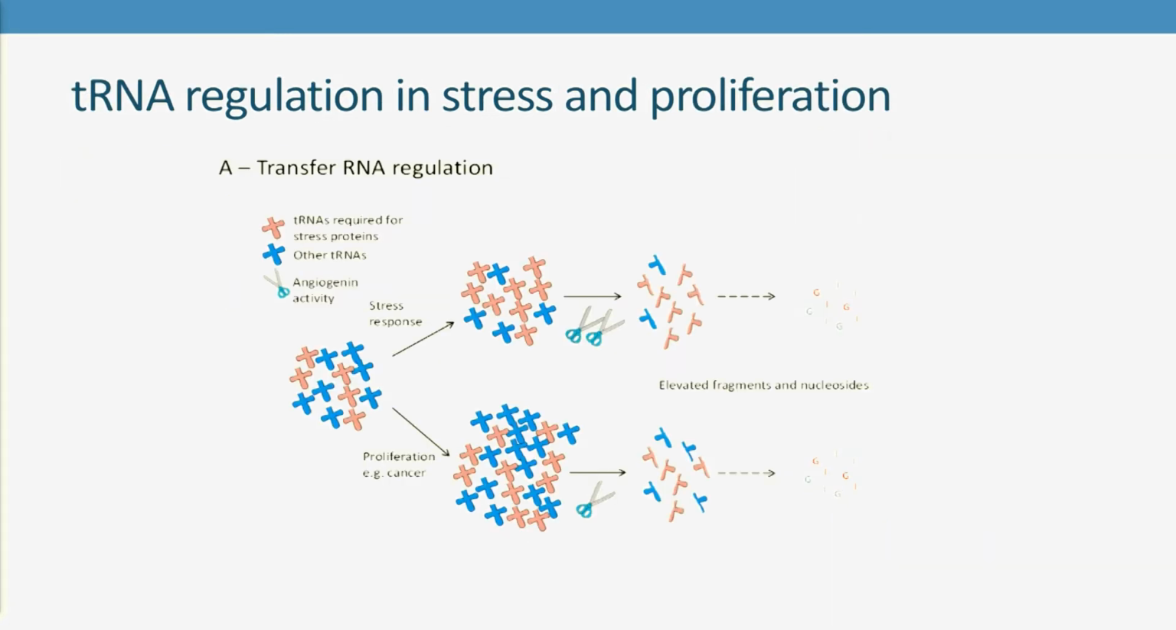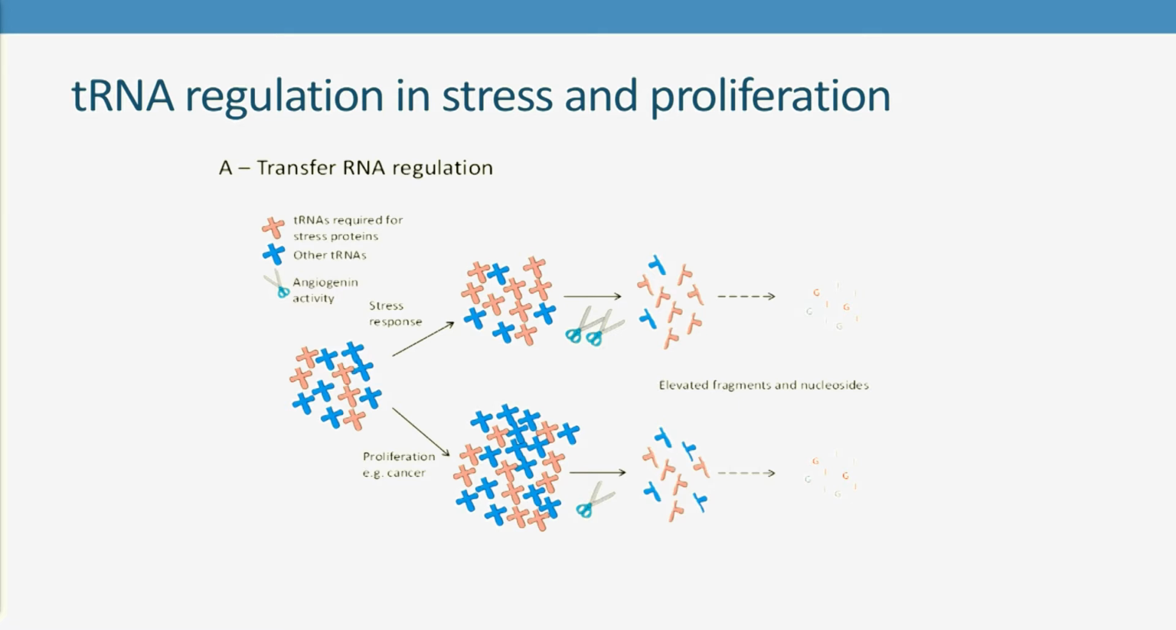These modified nucleosides are very specific to tRNAs, so you only see these modifications in transfer RNAs. There are a couple of different reasons why you might see modified nucleosides in circulation, because obviously tRNAs you wouldn't expect to be released normally.